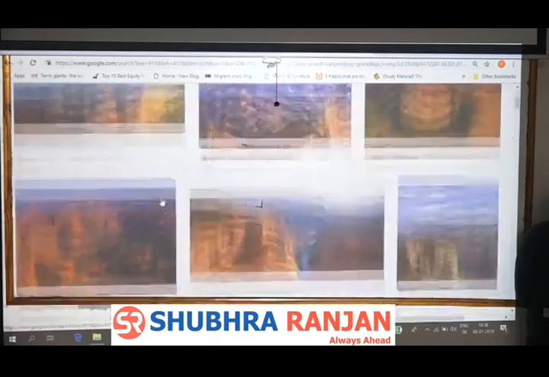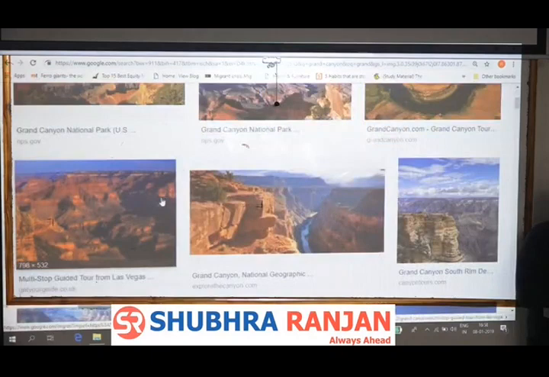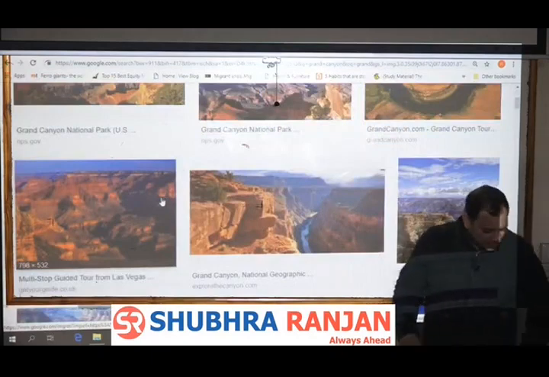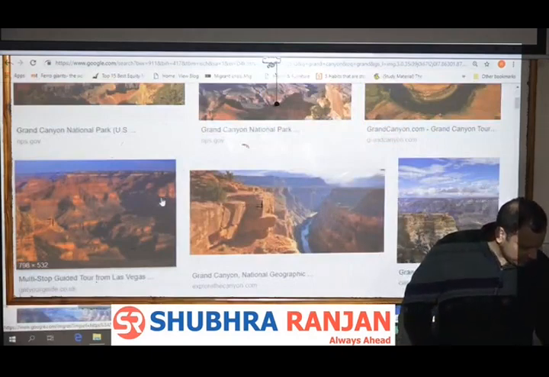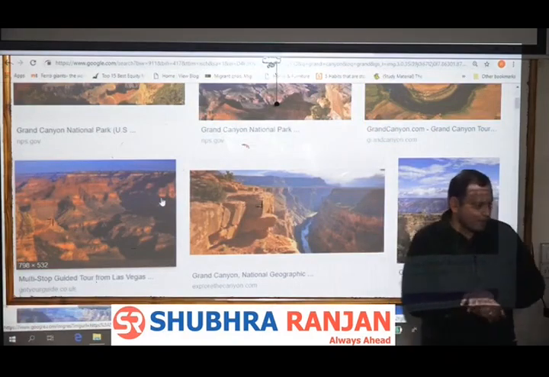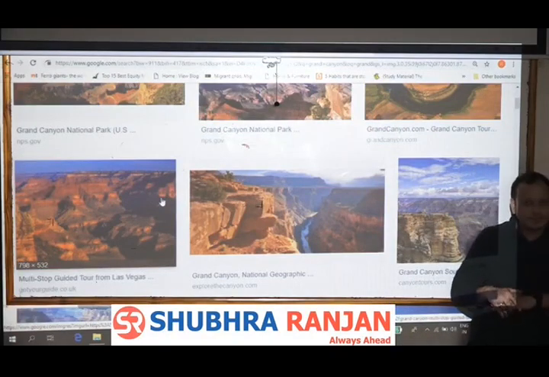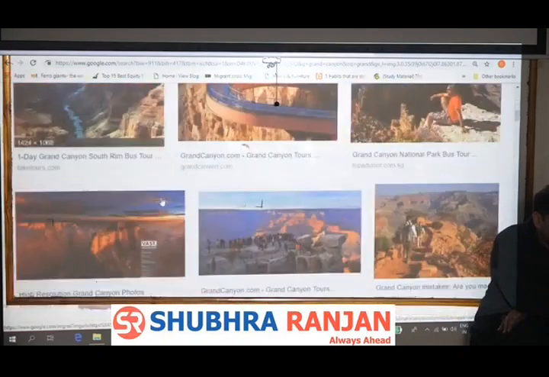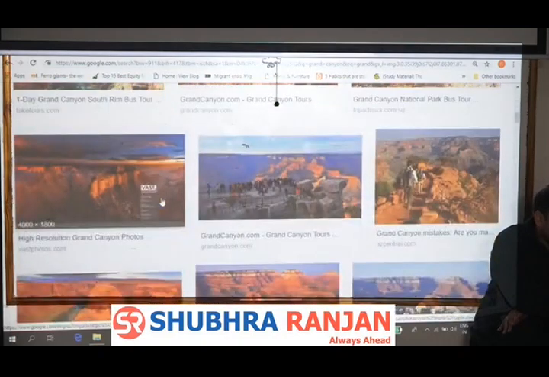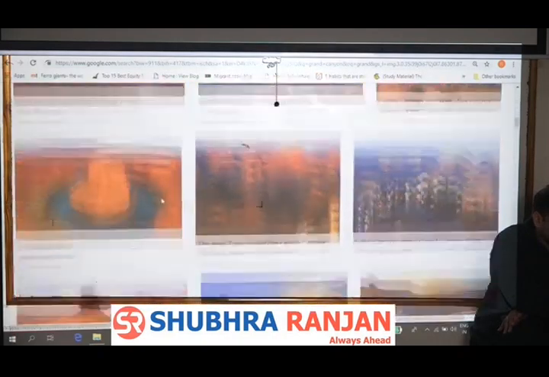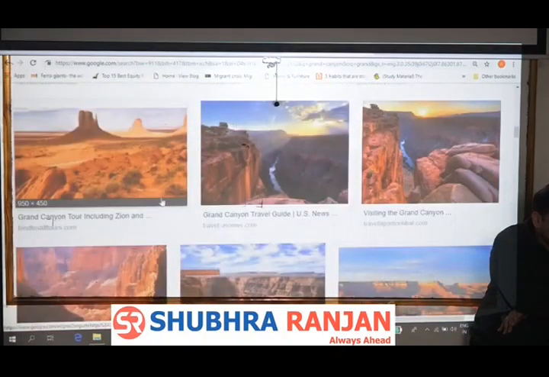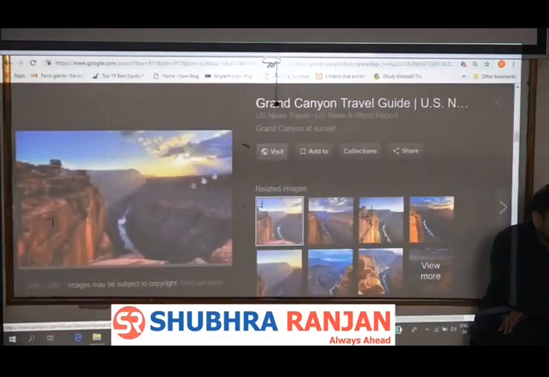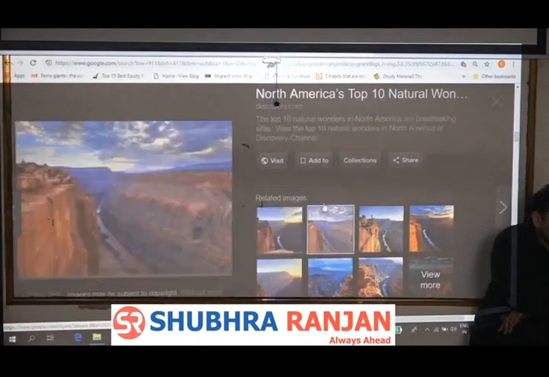Mesas and buttes are always separated by deep valleys known as canyons. Which is the best canyon in the world? Grand Canyon. Deep valley is known as canyon.